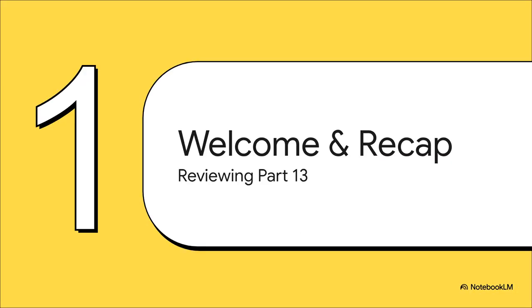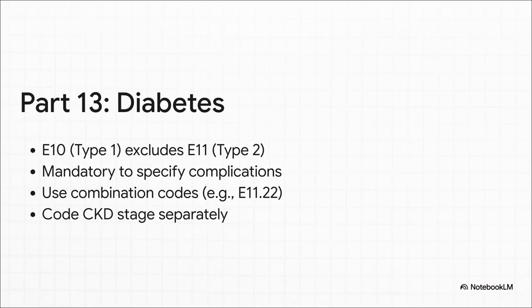All right, Section 1. Welcome and lesson recap. Let's quickly review the critical concepts we mastered in our last session. So in Part 13, we covered diabetes mellitus categories, E08 through E13. Remember, E10 for type 1 completely excludes E11 for type 2. We spent a lot of time on how combination codes dictate the mandatory inclusion of complications, like CKD or neuropathy. For example, you'd use E11.22 for type 2 DM with CKD, while always remembering to code the specific CKD stage separately. Okay, we're going to apply that exact same level of precision to pharmacology today.